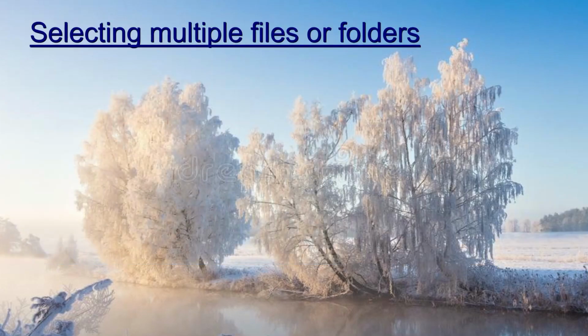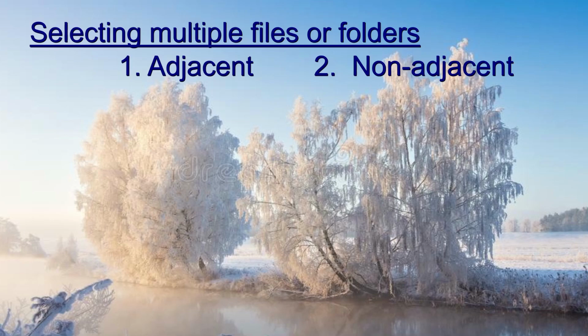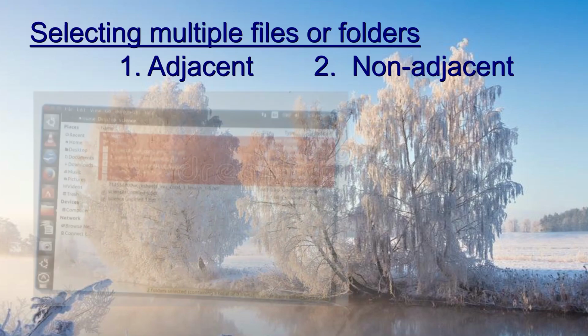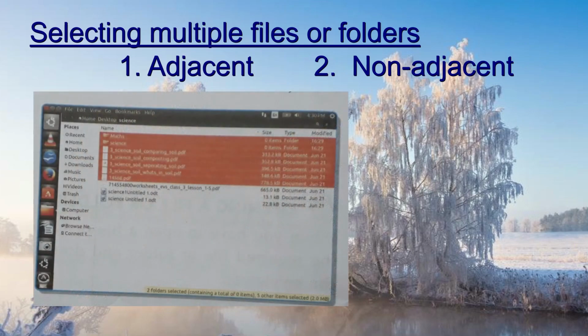How can we select files and folders? I told you, when we make a click on that particular file, it will get selected. Here we are going to select multiple files and folders. There are two methods. Adjacent files we can select or non-adjacent files. First of all, let us see how can we select adjacent files or folders. To select adjacent files or folders, click the first file. Then hold the shift key and click on the last file. Then all the adjacent files in between these two will get selected.